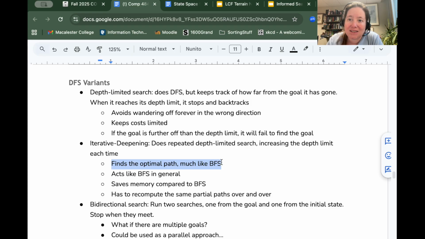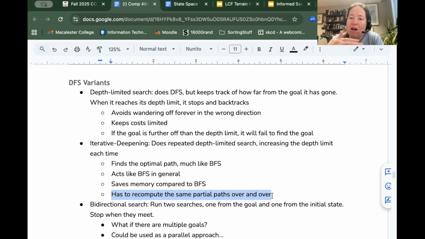And it acts like breadth first search in general. If you think about how I'm describing the search, it has that breadth first search flavor to it. However, it uses depth first search type of memory because it is in fact doing depth first search. There's a cost to that, which is that it will have to recompute the same intermediate paths over and over.